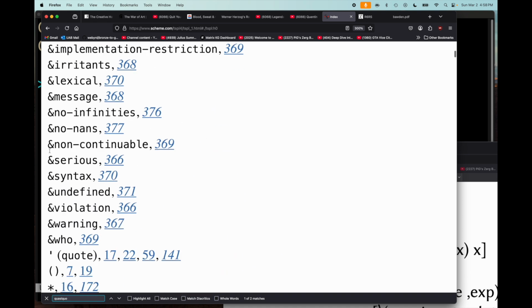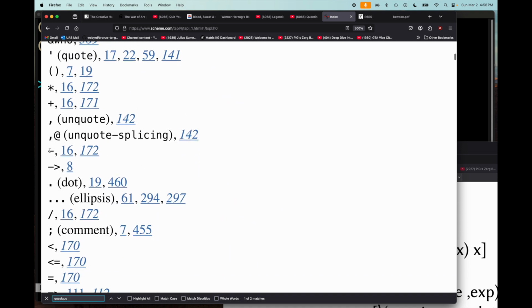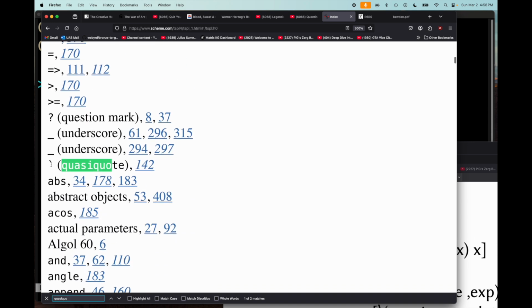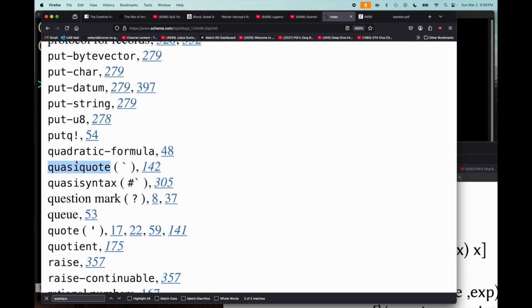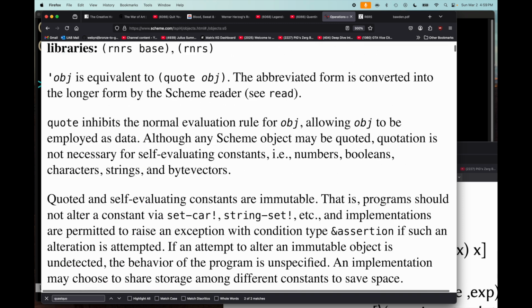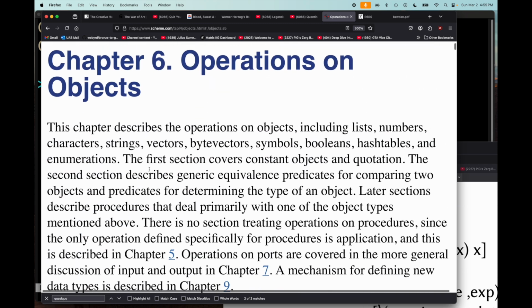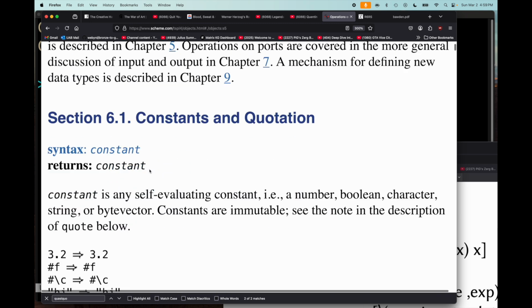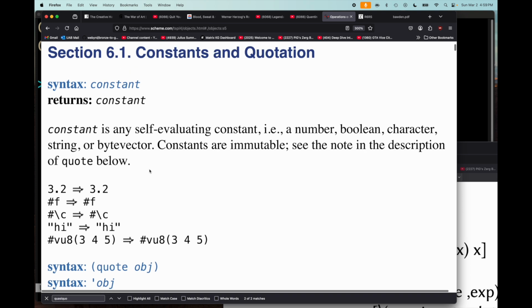Okay. And so for backquote, backtick, that's in the index, and it's written as the same as quasi-quote. Okay, that's page 142. Or we can find quasi-quote in the index, and that also refers to backtick. So we can go to page 142. All right, so this is in chapter 6, Operations on Objects, section 6.1, Constants and Quotations.